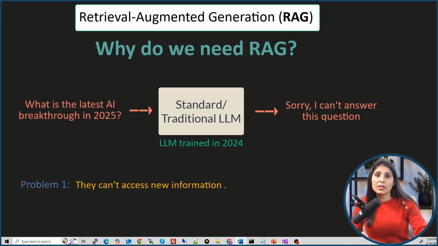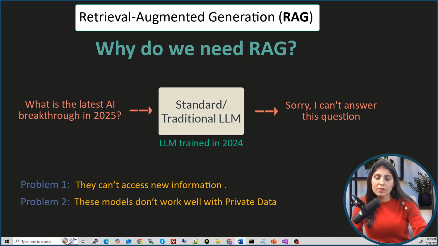The second problem is these models don't work well with private data because they are not trained on your private data. Suppose you have some company's internal documents. The LLM will not know what is there in those documents. So if you ask a question related to those internal documents, the LLM will not give you good replies, right? So this is the second problem. And the third problem is these standard LLMs hallucinate. Means they generate false or misleading information. Why do they provide misleading information? Because they do not fact check in real time.